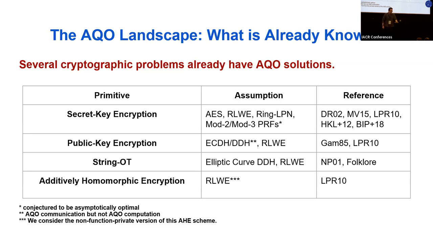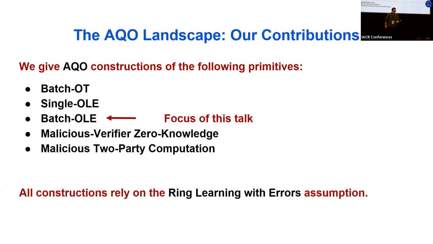If all you care about is AQO communication, elliptic curves will give you this, but because of the exponentiation, you're not going to be able to get AQO computation. Similarly, with string OT, elliptic curves and ring learning with errors are the main assumptions. And additively homomorphic encryption, you can also get from ring learning with errors. This is not for the function private version of this primitive. We're going to be talking about function privacy later. So in our work, we construct lots of AQO primitives, but the focus of this talk will be batch OLE. And all of our constructions are going to be relying on ring learning with errors.